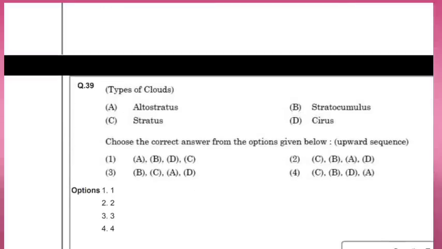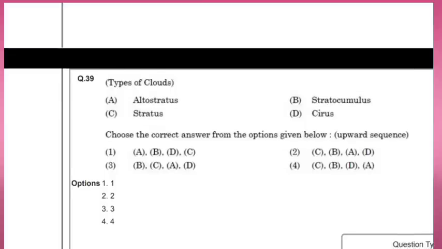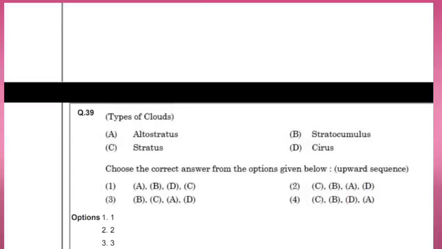This is a question on types of clouds. Basically, choose the correct answer from the options in upward sequence. The correct form is option 2: stratus, stratocumulus, altostratus, and cirrus. Option 2 is the correct answer.